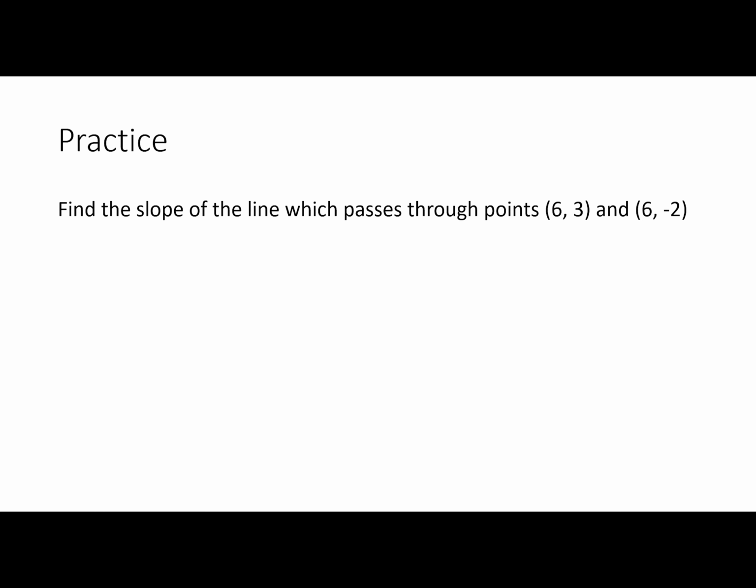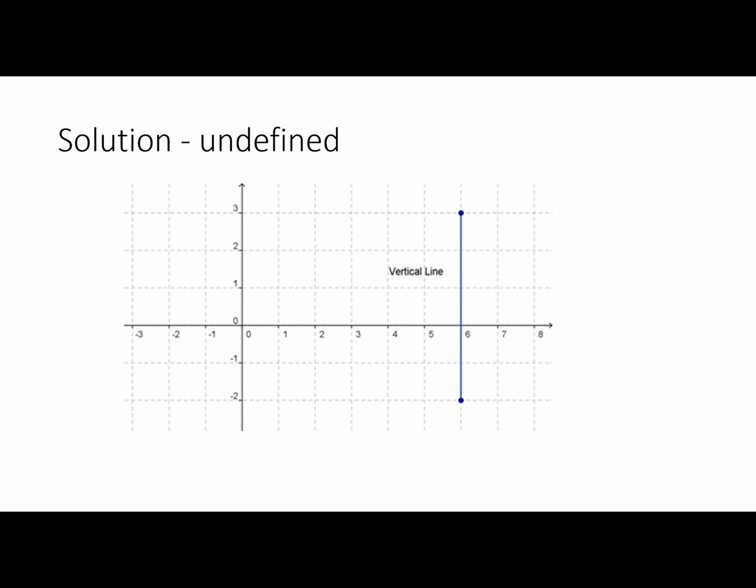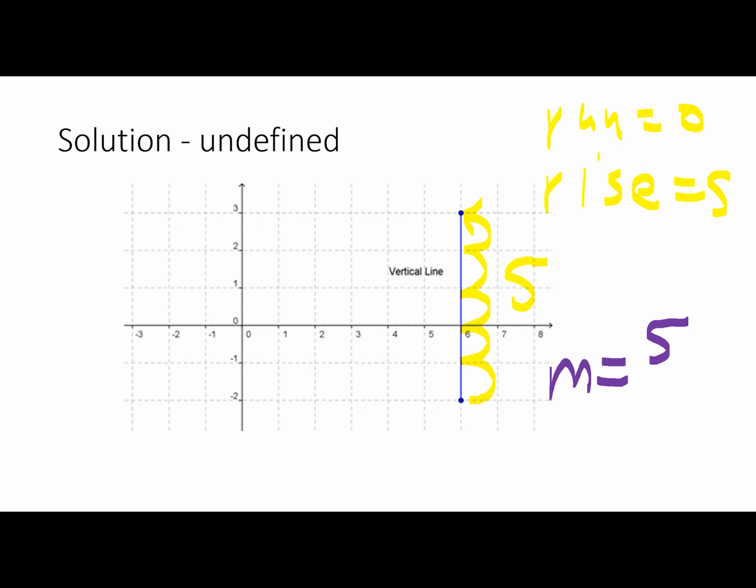In this example, find the slope of the line which passes through points 6, 3 and 6, -2. So we're going to plot the points 6, 3 and 6, -2, find rise over run to find our slope. So when we plot the points from the previous slide, we see it's a vertical line. We find our rise, it's 1, 2, 3, 4, 5. So 5, going up 5. And our run is 0. Our slope is rise over run, which is 5 over 0. But we know we cannot divide a number by 0. Whenever the 0 is in the denominator, it's undefined. So our slope here is undefined.